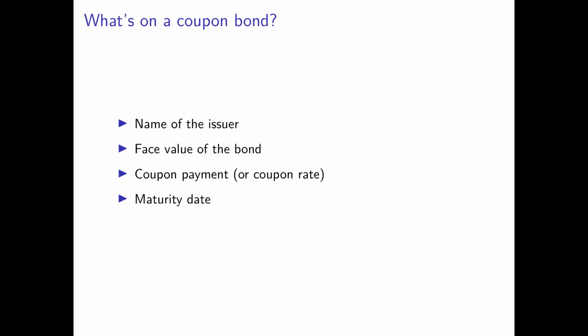So what's on a coupon bond then? Okay, so we have the name of the issuer, the name of the entity that borrows money through that bond, the face value of the bond, so how much money is borrowed when the bond is issued, the coupon payment or the coupon rate. So this tells you how much every regular payment is going to be, known as the coupon payment, and also the maturity. How long is it going to take for the bond to be fully repaid?